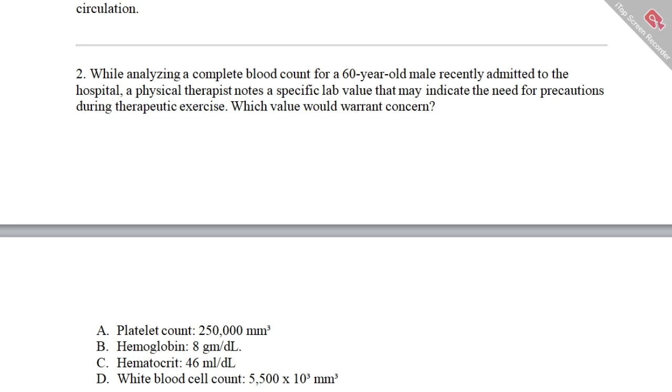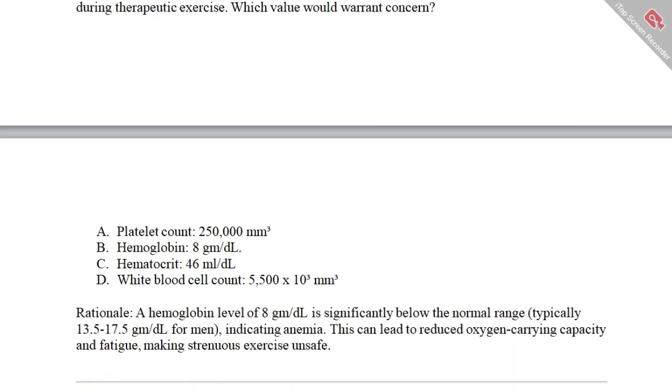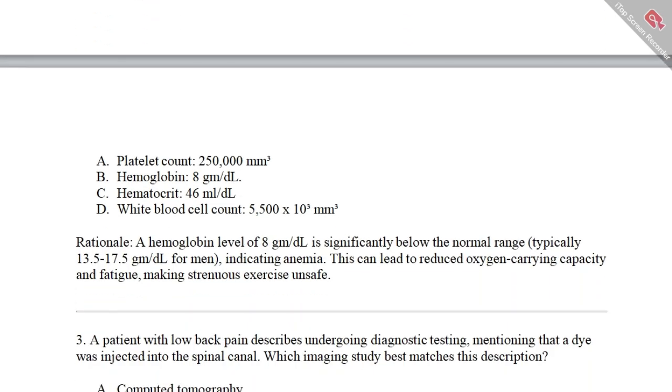So use the same strategy and now go to the four options. Option A is platelet count 250,000. Option B, hemoglobin is 8, and option C, hematocrit is 46, while option D is WBC count 5,500. So which will be the best option? I give you a little time, and I hope you agree with me. Option B is the best option, and that is the correct option.